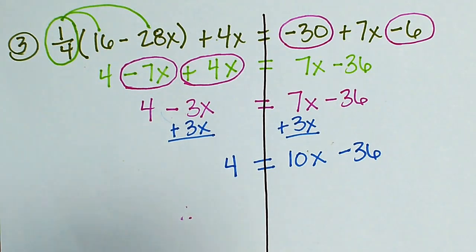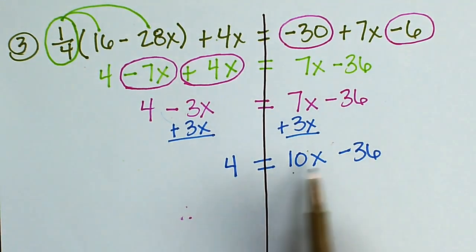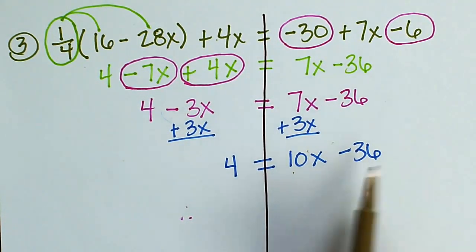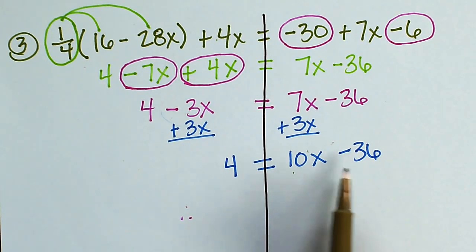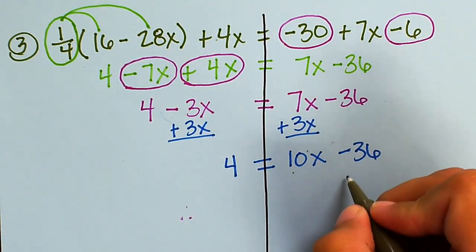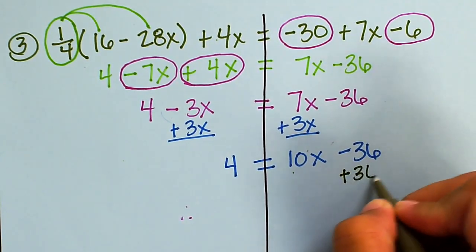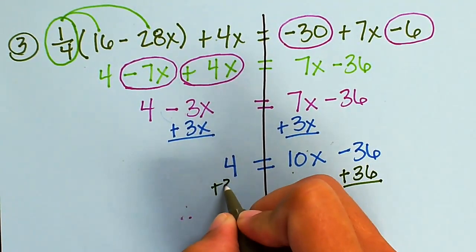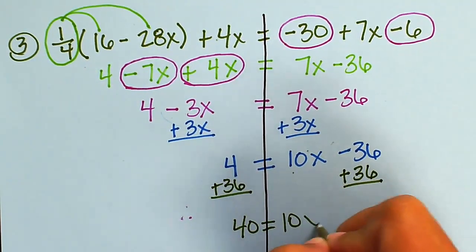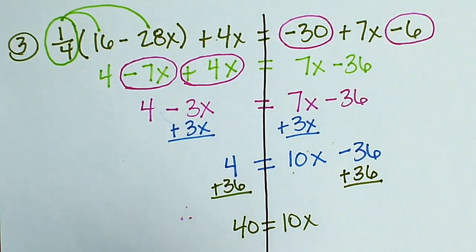Now, I need to start solving. So my goal is to get x by itself. What numbers are on the same side of the equal sign as x? 10 and negative 36. Which one's not touching the x? The negative 36. What's it doing? Subtracting. Because I am crossing the line, I need to use the inverse operation. So I add 36 to both sides. I get 40 equals 10x. And now I'm down to a 1-step equation.